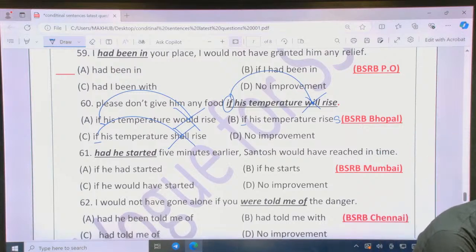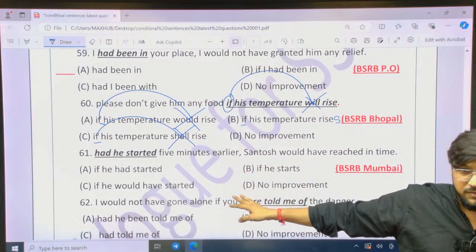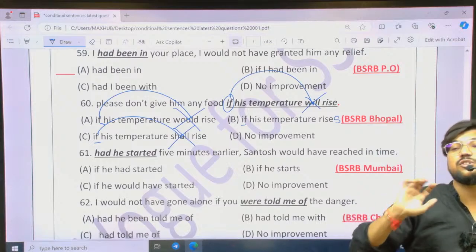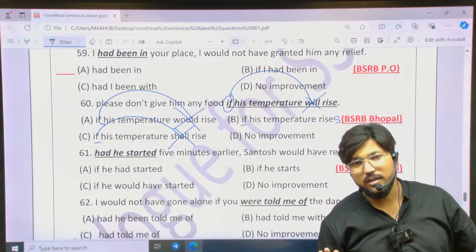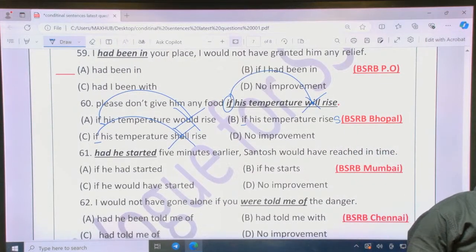And just do one thing, just go to my Telegram app where you will get this PDF, take out this PDF, go solve all the questions. If you have any doubt, you can come to me, then I will let you know all the correct answers.